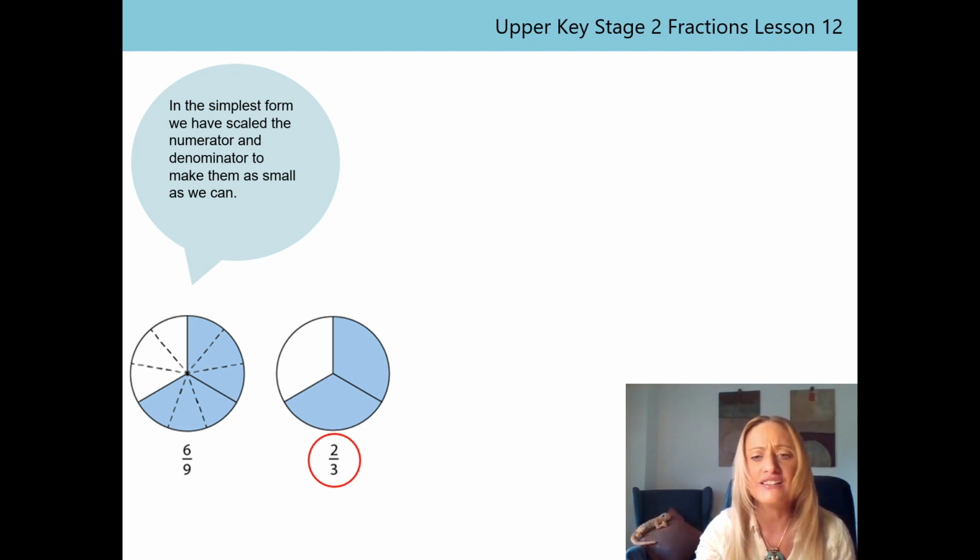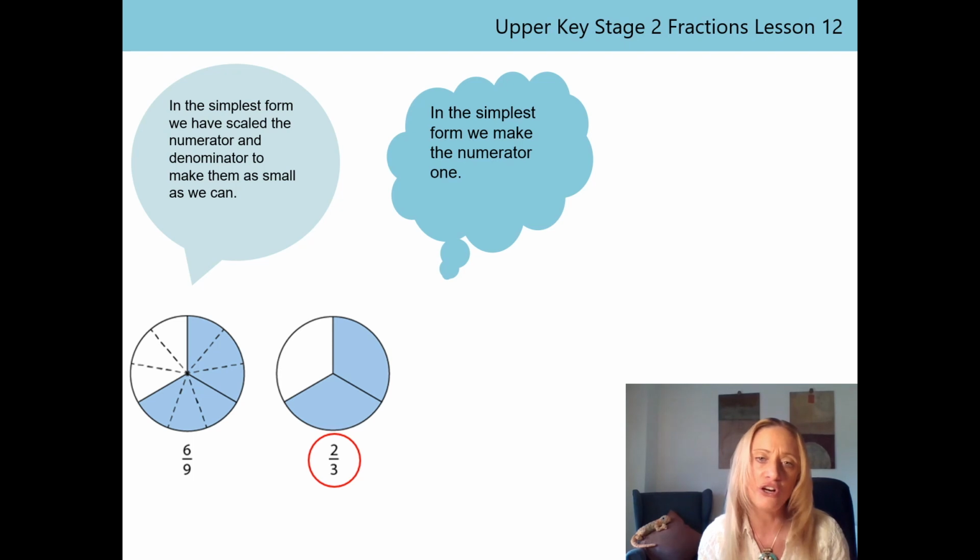Now we also said that in the simplest form, we make the numerator 1. Have a little look at those again. Is this true now? What do you think? No, it's not true, is it? So in the simplest form, we don't always have to make the numerator 1. So we're finding out now, aren't we, that simplest form can look very different than a unit fraction.